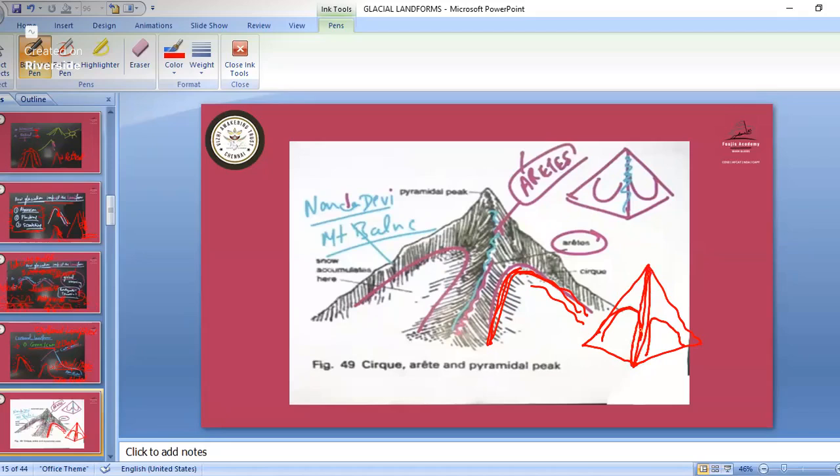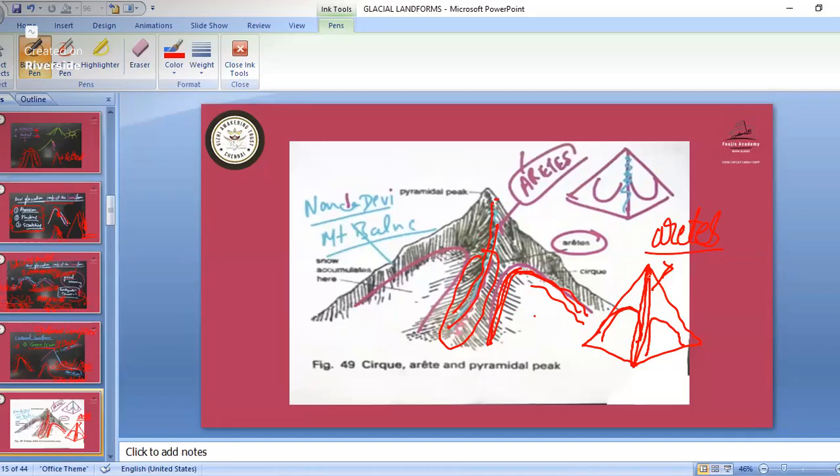This particular line will be known as what? It will be known as the arete. This is the arete. One more landform formation will happen, like you can see in this diagram. That part which is not eroded will be known as what? The arete. So here we have the cirque formation, then we have the arete.